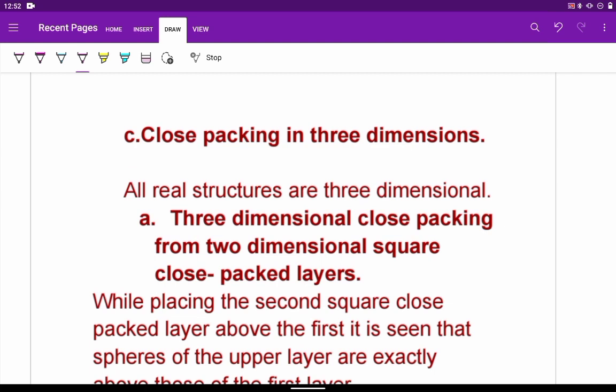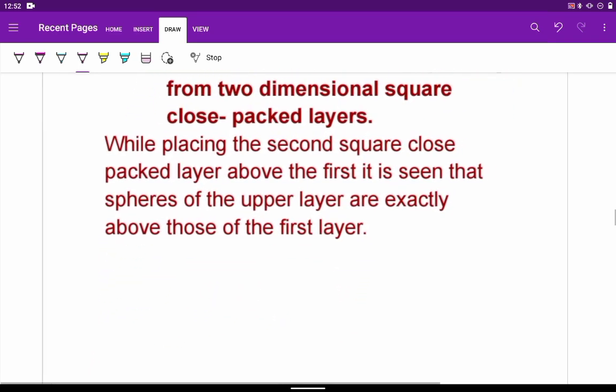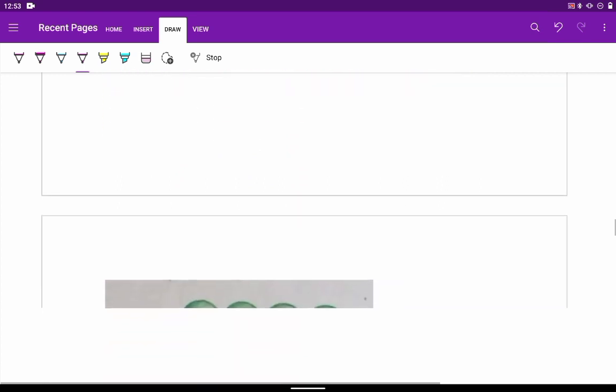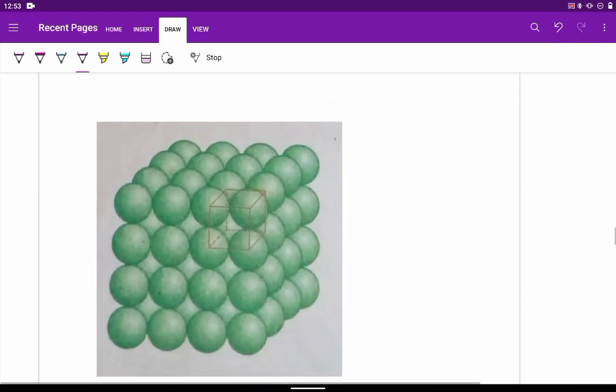So one layer we have got, just now we have seen, and if that is square close packed, when we place the second square close packed layer, we find that the spheres of the upper layer are exactly above those of the first layer, as we can see here. You can see this is one layer. Just above it, it is fitting. See, this sphere is just above this sphere. So we get this type of structure.